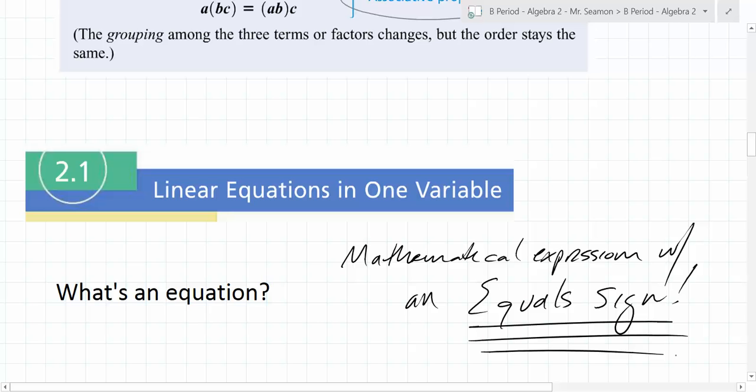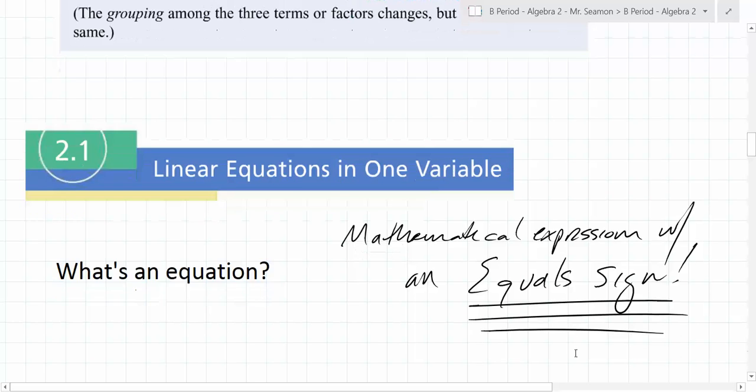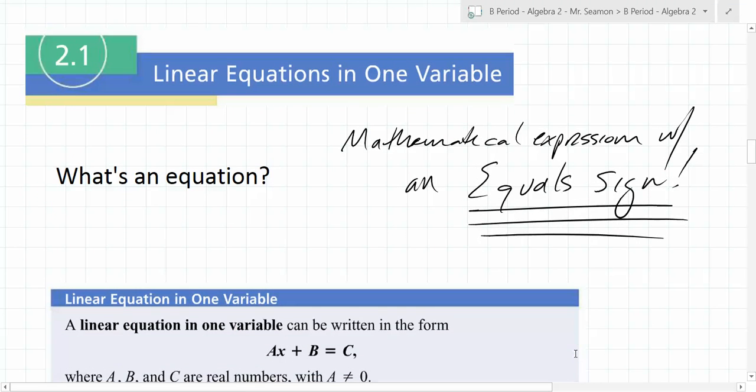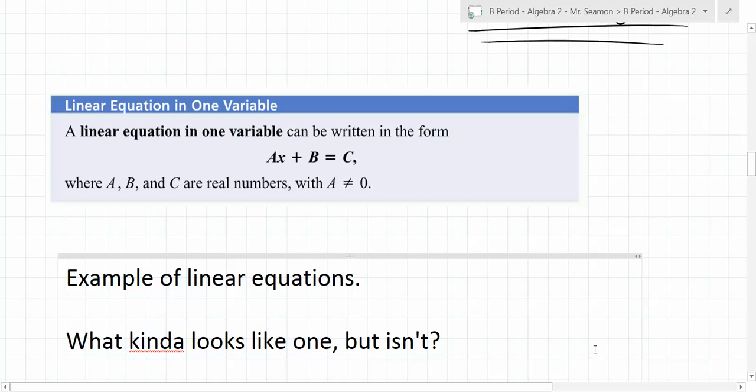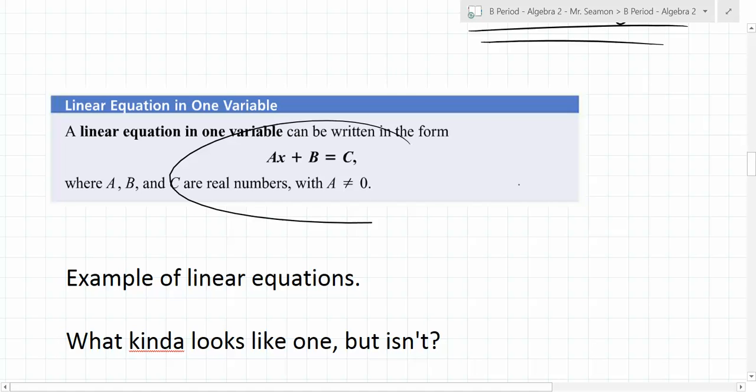Can that other stuff be a ton of different things? Absolutely, but what does it have to have? It has to have an equal sign. If it doesn't have an equal sign, it can't be an equation. What do you see at the beginning of the word equation? Two things are equal. We're specifically going to start with linear equations in one variable, meaning how many variables are in the equation? In this case, what's the only variable here?